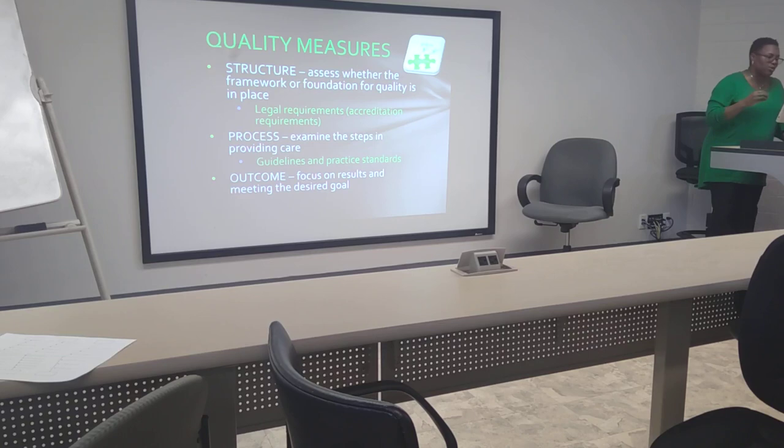Quality measures focus on structure, process, and outcome. This is a key slide for you guys, so put some notes next to some of these slides that I mentioned. So quality measures focus on structure.